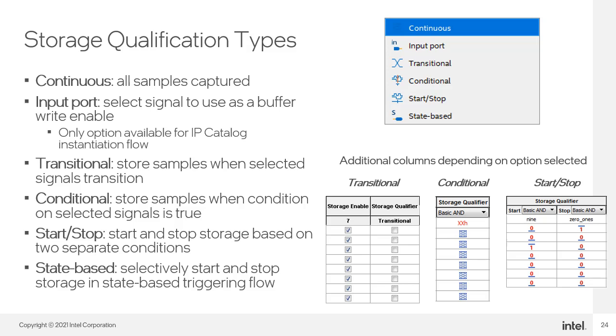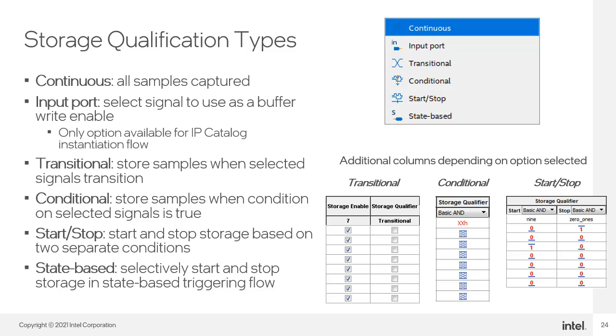Transitional qualification causes samples to be stored when selected signals in the node list transition from high to low or from low to high. When this type is selected, additional columns with checkboxes appear in the node list to select which signal or signals to watch.